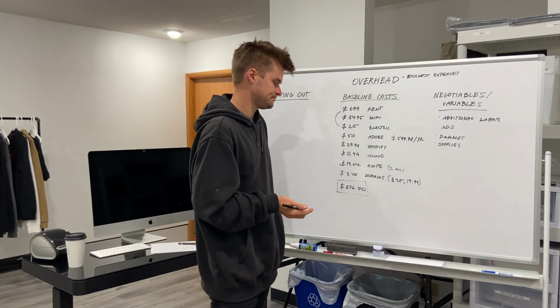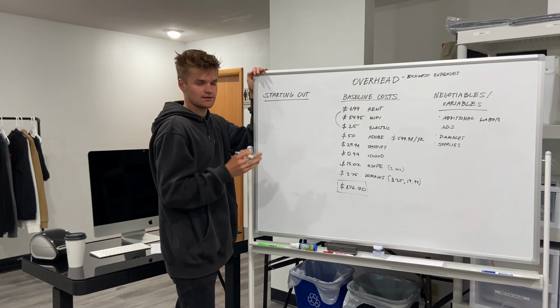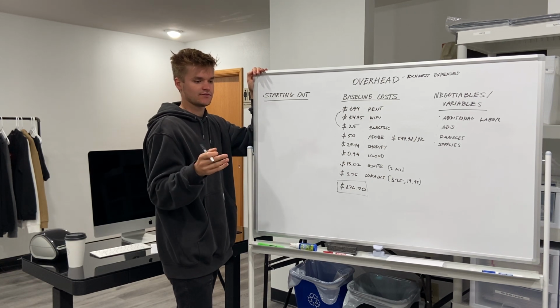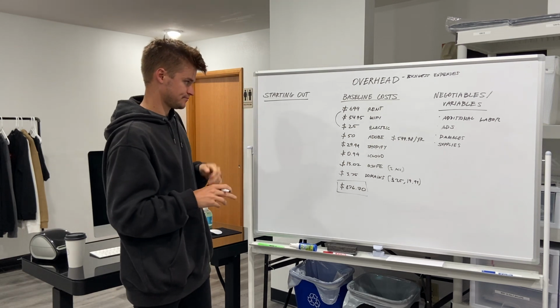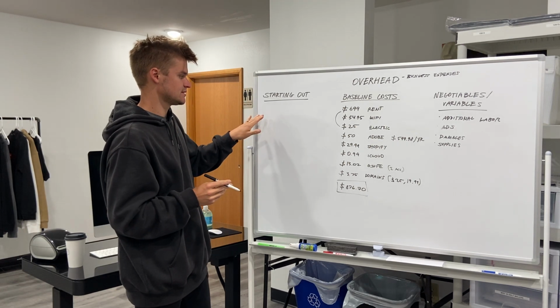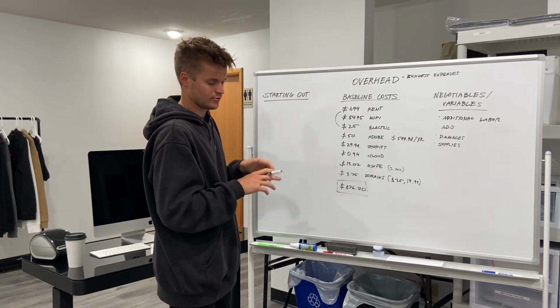So that's a variable. The last thing I want to talk about is costs that you might have, stuff that I started out with, and stuff that's non-negotiable, right? I'm going to go down this list and make notes right here with it too.